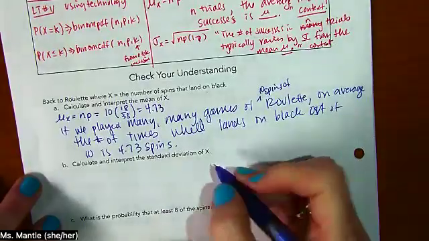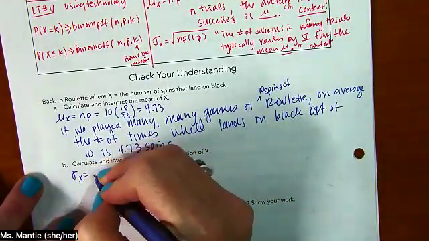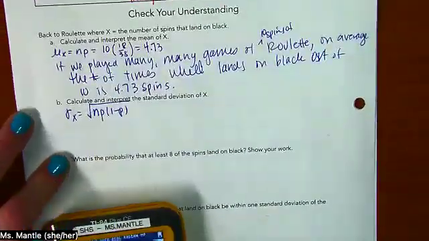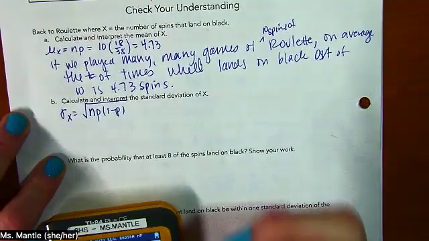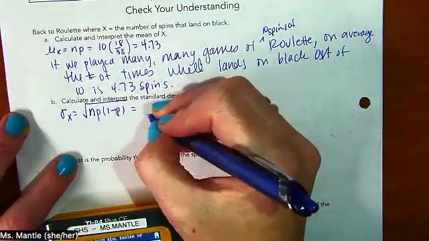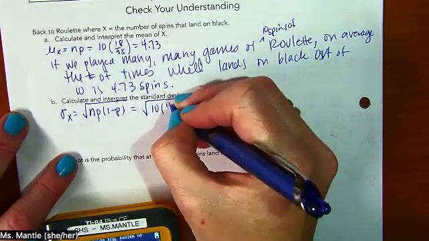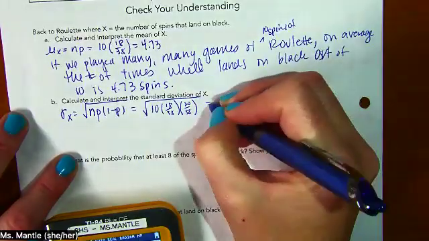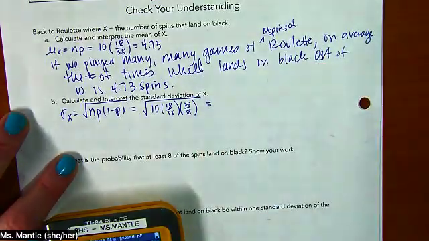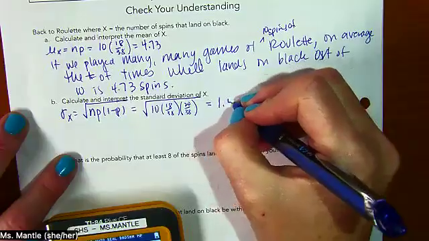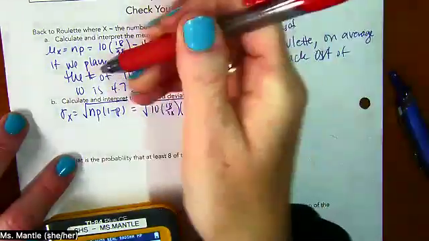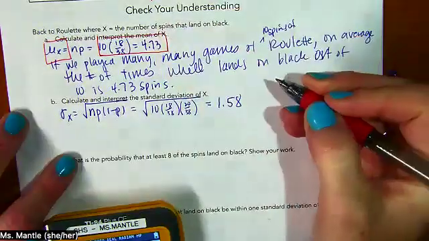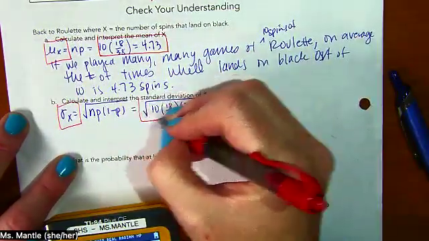To calculate and interpret the standard deviation, again, I don't have to do my probability distribution and then do one var stats. We could just plug values in. So 10 times 18 over 38 times 20 over 38. When you calculate that, I get 1.58. The minimum amount of work shown is going to be here, and you should label it, and then you've got your work shown.